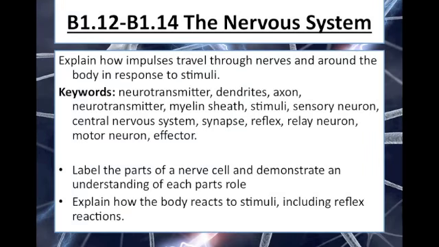This presentation is going to go over a few different lessons, all of which are on the nervous system. The main objective of these presentations is that by the end of it you should be able to explain how impulses travel through the body and how we respond to stimuli, which is changes in the environment. Take a moment to have a look over the key words and the learning objectives.